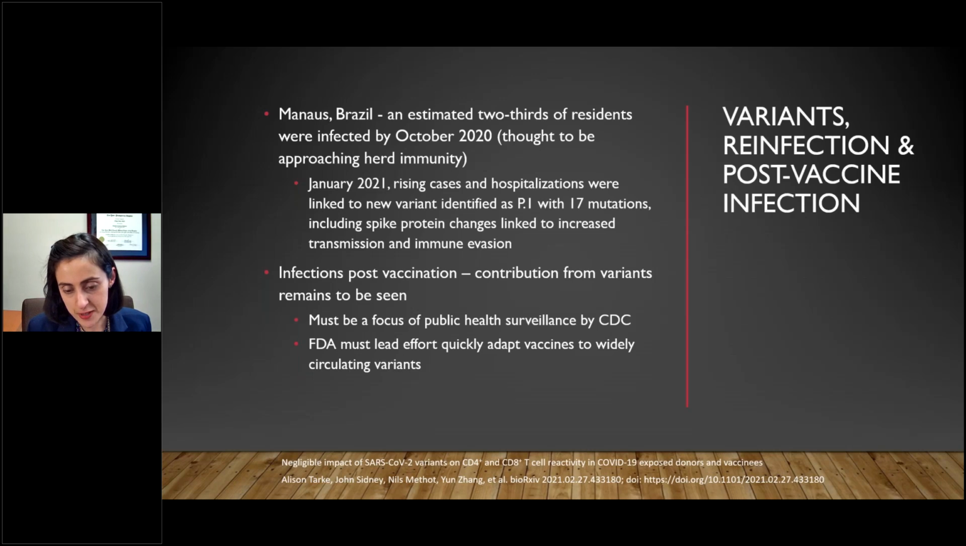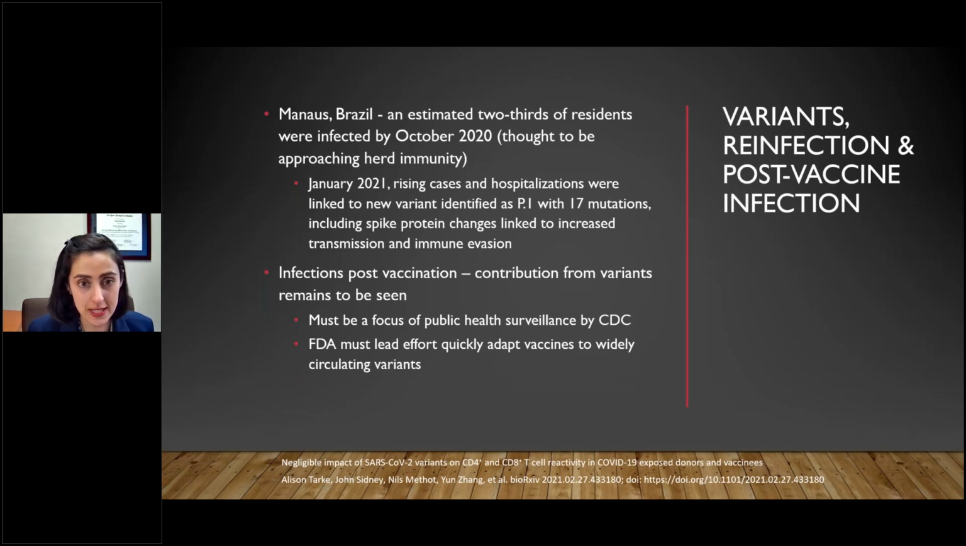Those hosts are usually immune compromised in some way, and this was not really thought to be a big issue. However, it's becoming clear that reinfection due to variant strains is entirely possible. The best example of that is in Manaus, Brazil. Hope I said that right. In the initial wave, up to 2/3 of their population was infected. They had a very high hospitalization and death rate, unfortunately. The seropositivity in this city in the Amazon basin was very high, and the thinking was that it was close to herd immunity.